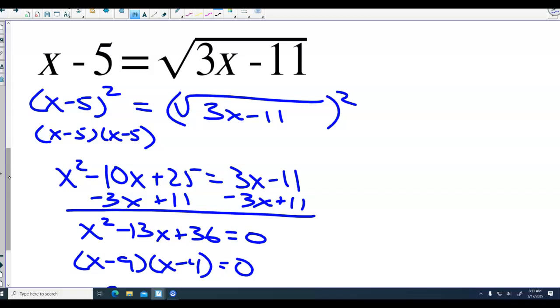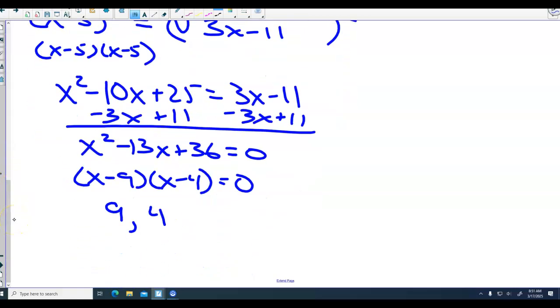But if I were to plug 4 in, 3 times 4 is 12, 12 minus 11 is 1. Square root of 1 is 1. 4 minus 5 is negative 1. Can we agree negative 1 and 1 don't equal? So therefore, we would consider 4 extraneous. 9 is your only answer. So it's no longer plugging the numbers back in just to check your work. Now it's also about making sure you have the correct answer.